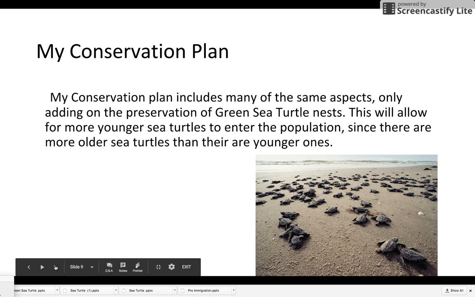Next, my conservation plan was very similar to both of those, except I wanted to focus more on the preservation of green sea turtle nests. Since those are not really protected, there needs to be more protection. That way, younger sea turtles can enter the population, which will help with the age structure, since there are more older sea turtles than there are younger ones.